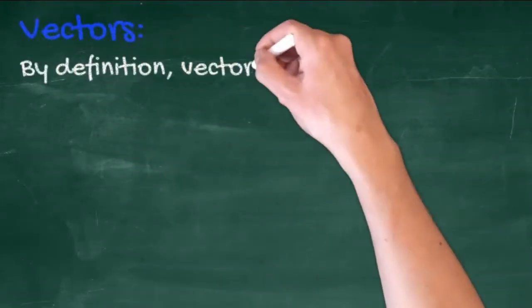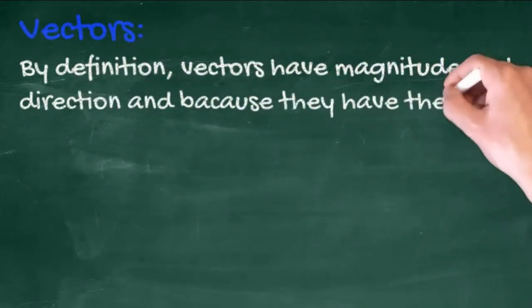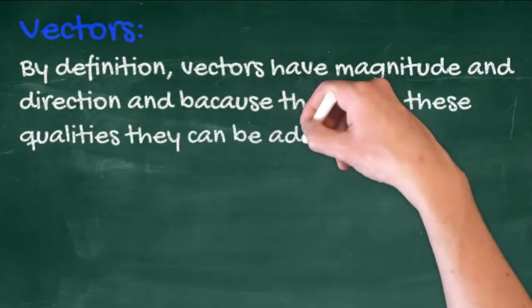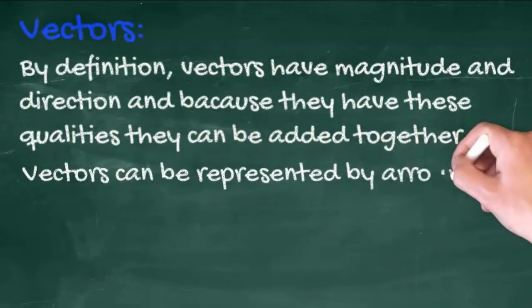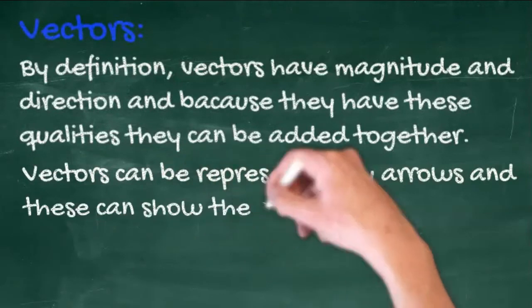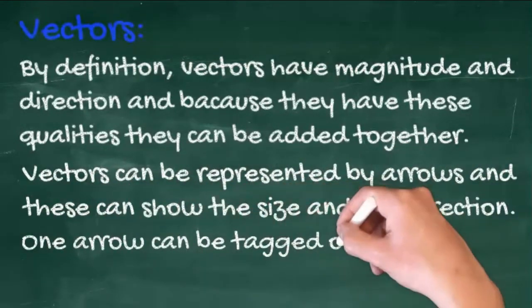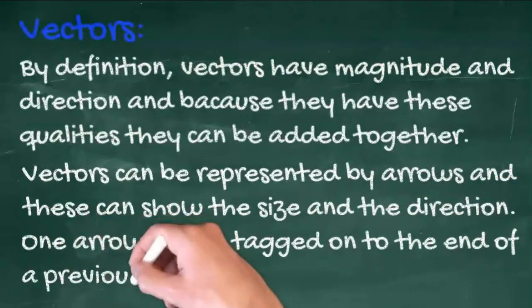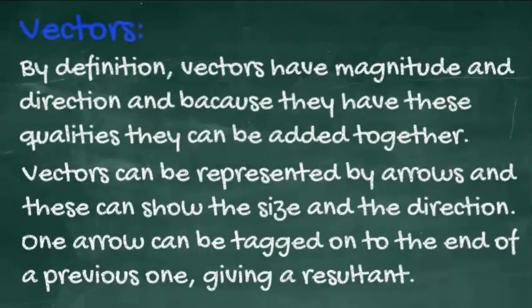As we've said many times before, by definition, vectors have magnitude and direction, and because they have these qualities, they can be added together. Vectors can be represented by arrows, and these can show the size and the direction. One arrow can be tagged onto the end of a previous arrow, giving a resultant.